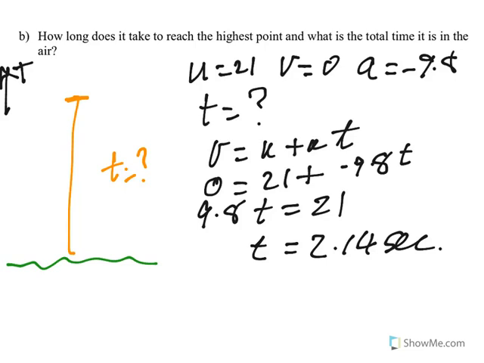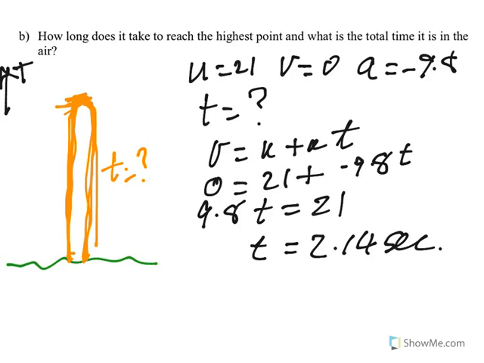Now, I've just noticed that in my notes I haven't got the total time. So, if it takes 2.14 seconds to go up to here, and then it's going to come back down, the same thing that's operating on it is gravity. It's only acceleration due to gravity that affects it. So the second half is just going to be a mirror image of this. It's going to start at 21, slow down to 0, and here it's going to start at 0 and speed up to 21. So the time that it takes on the way down is the same as the time it took on the way up.